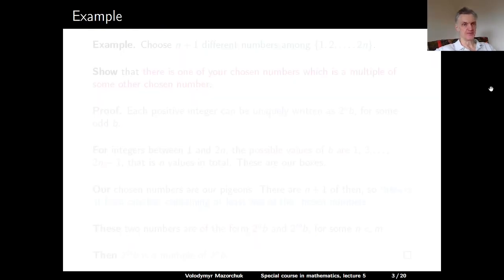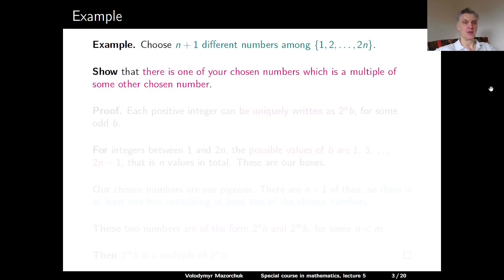Here is an example of how a pigeonhole principle can be applied. Choose n plus 1 different numbers among the numbers 1, 2, 3 and so on up to 2n. Prove that there is one of these chosen numbers which is a multiple of some other chosen number.